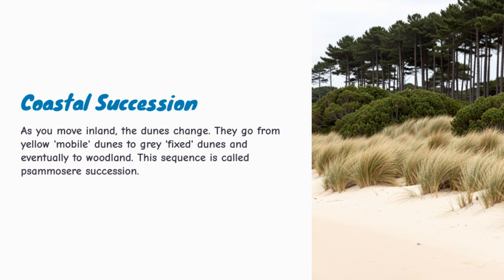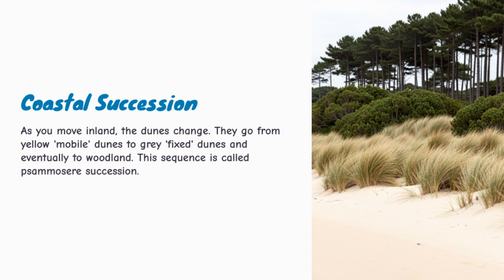A psammosere is a succession sequence that begins in sand. Near the beach, conditions are harsh. There is lots of salt spray, strong wind, dry sand, little soil, and few nutrients. Only specially adapted pioneer species can survive there.